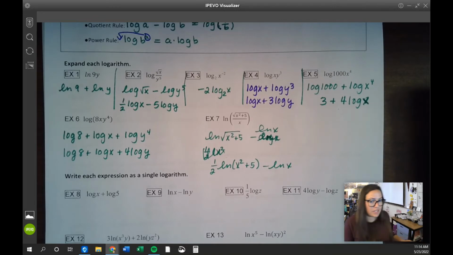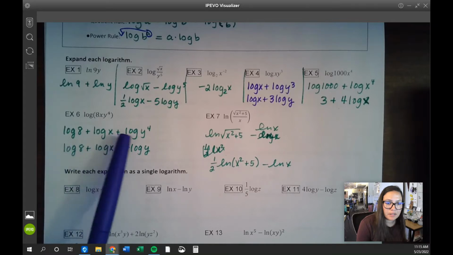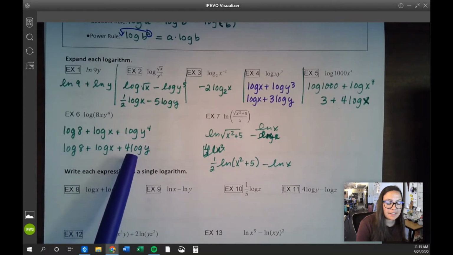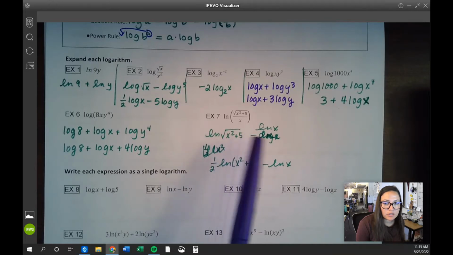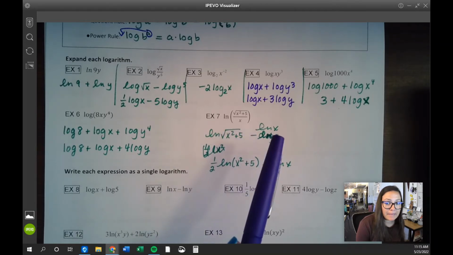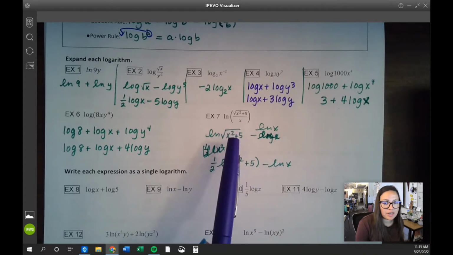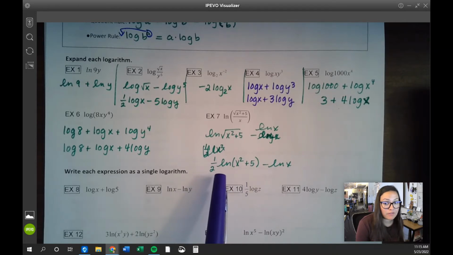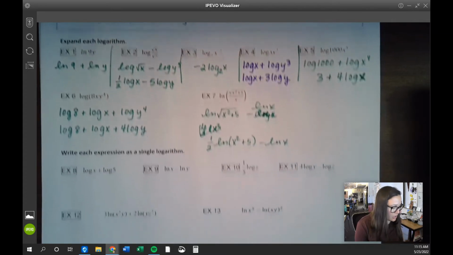All right, let's walk through these. So this is a power, so I split all of them up into 3 separate logs, and then the last thing is I moved that exponent out to the front. Sorry about my scribbles here with this one, but this is a quotient, so I can split it up into subtraction. So this becomes the natural log of square root of x squared plus 5 minus natural log x. Last thing I can do here is this is all being raised to the 1/2 power, so I can move that 1/2 to the front. And that is it. All right, now we're going to go the opposite way.